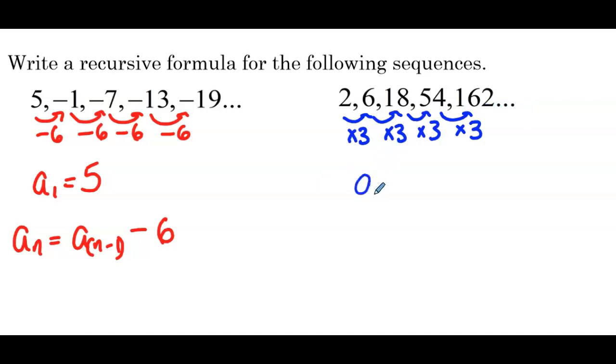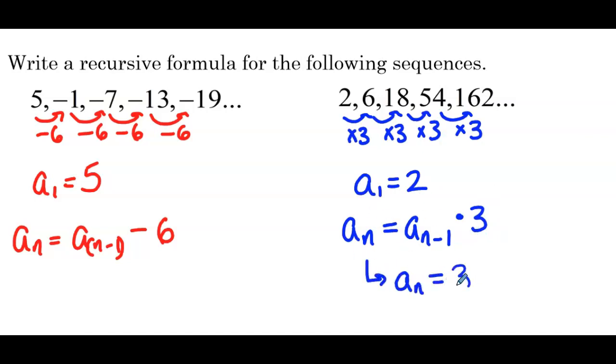So our recursive formula, a sub 1 equals 2. We're starting the sequence at 2. And a sub n is equal to the term before it, a sub n minus 1, times 2. Nope, not times 2, times 3. Times 3. And if we want, we can clean that up and write that as a sub n equals 3 times a sub n minus 1. Right, so we've seen a recursive formula where we're subtracting or adding, and a recursive formula where we're multiplying to get from one term to the next.